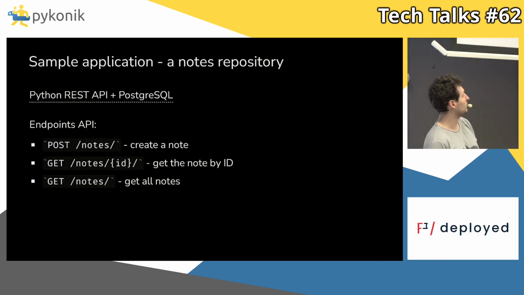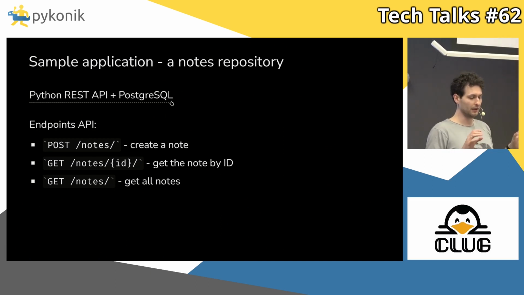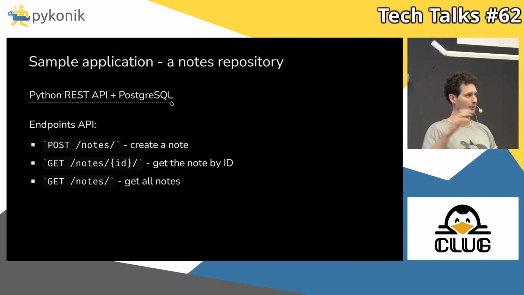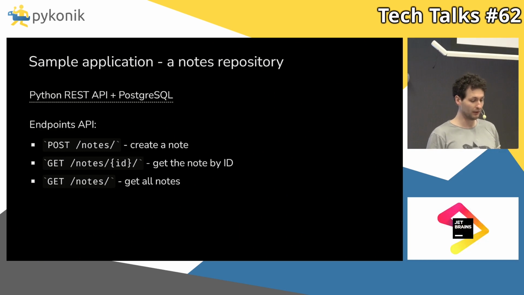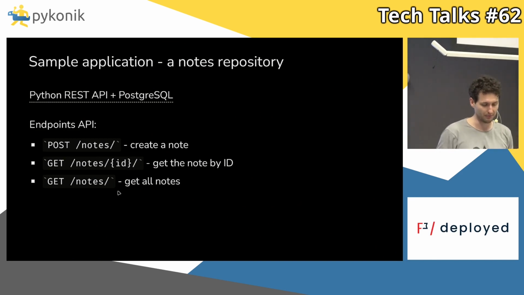Right. So today, most of the examples are going to focus around this sample application. That's a link, by the way, so you can find all the code there. The application is a simple Python REST API coupled with a Postgres database. It only has 3 endpoints. One enables you to create a new node. Another enables you to retrieve a node by its ID. The third enables you to get all the nodes from your database.